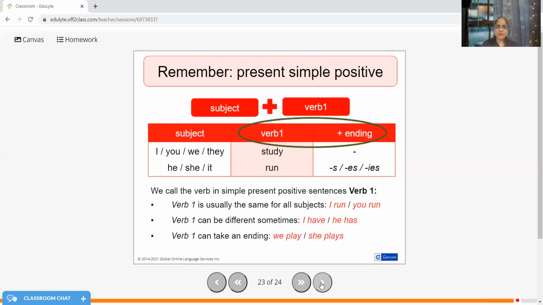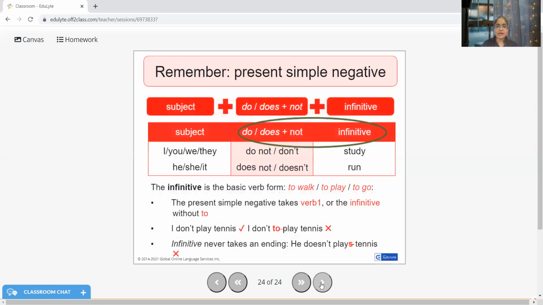So just a quick recap. Subject, you remember: I, you, we, he, she, they, with the verb in the first form. With singular, I have s or es in my verb. With plural, I do not have the verb in the s or es form. So verb 1 is usually the same for all the subjects. I run, you run. It can be different sometimes. I have, he has. And it can take an ending. We play and she plays. This is the difference. I'm sure now you are able to understand this very clearly.